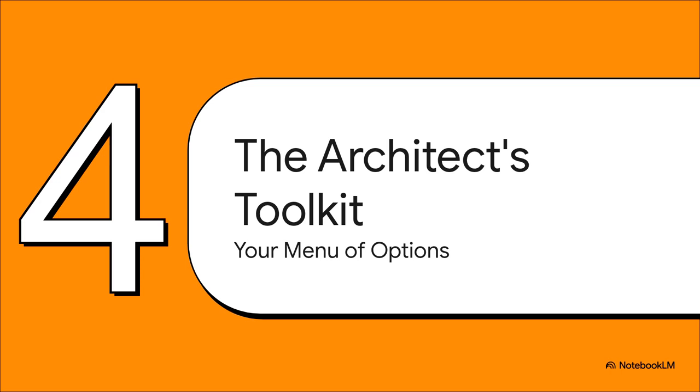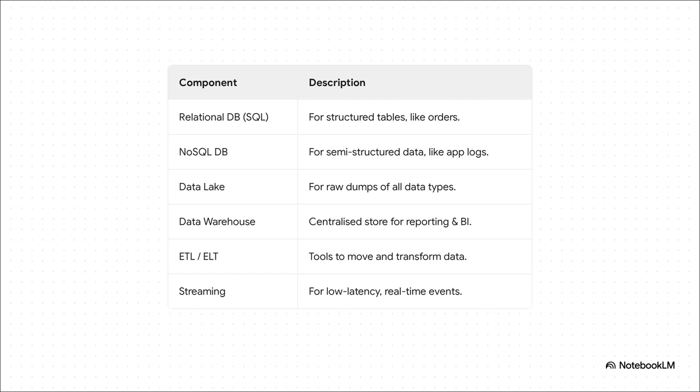Let's look at the menu of options that they and you have to choose from. This is basically your toolkit as a data pro. Here are the greatest hits, really. You've got your classic relational databases for clean, structured data like tables. NoSQL for more flexible, kind of messy data. Data lakes for just storing absolutely everything in its raw format. And data warehouses for that optimized high-speed analysis. And of course, you've got all the tools to move and process it all.